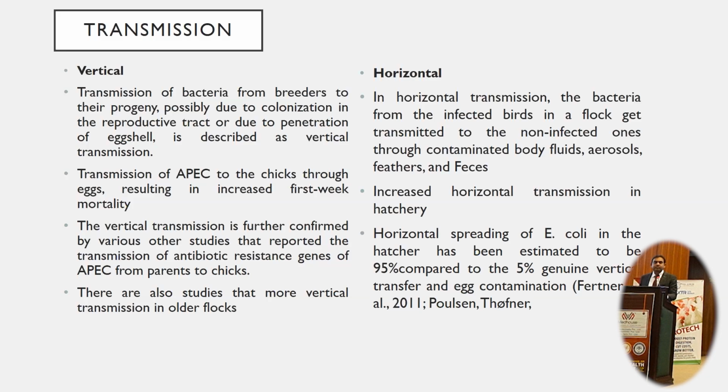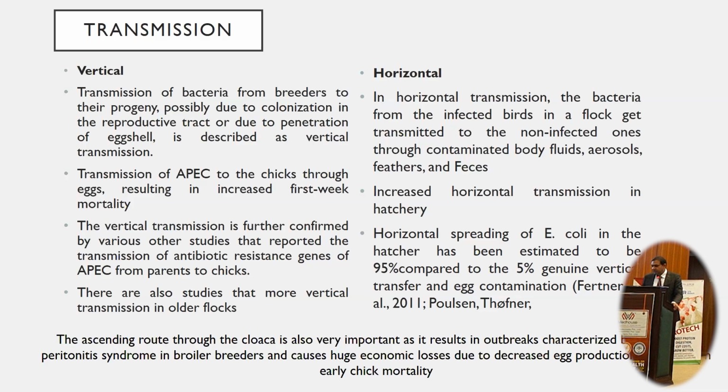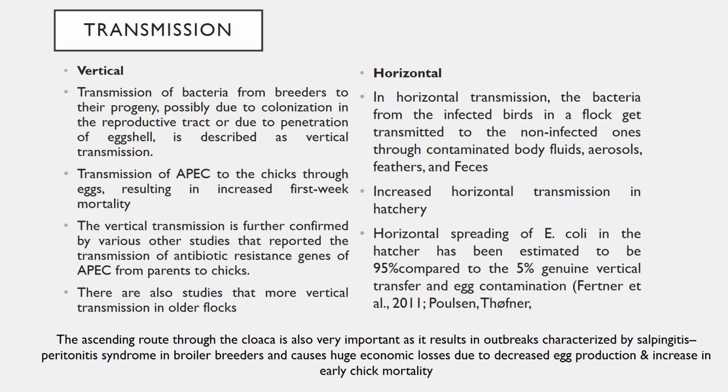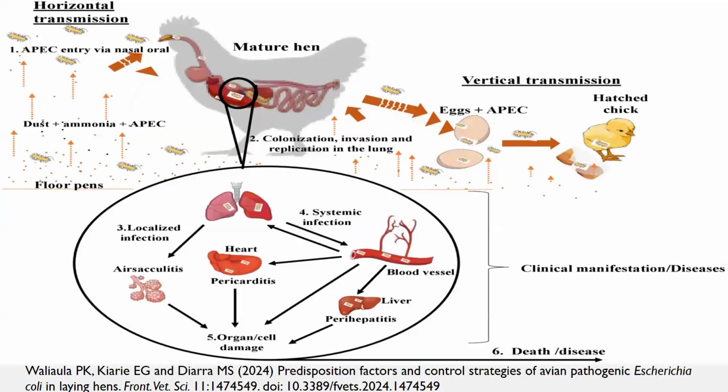Horizontal transmission is also important, because only 5% is vertical transmission and the other 95% is mostly in hatcheries. Another way of transmission is ascending transmission. When there is a cloaca infected with E. coli, it ascends to the oviduct, and mostly it infects the breeders. We also have great economic losses in birds older than 40 to 45 weeks due to that ascending infection.